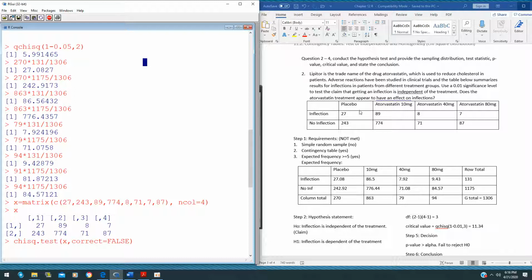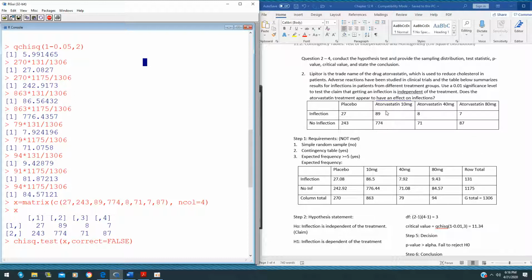Contingency table, yes, this is already in a contingency table. This is what we call a contingency table. Next is expected frequency is more than or equal to 5, at least 5 in this case. So we have to check this, we have to build an expected frequency here. So again, how do you build an expected frequency? You have to find the total of your columns. So you have to add all these numbers up. This will give me 270, 863, 79, 94.